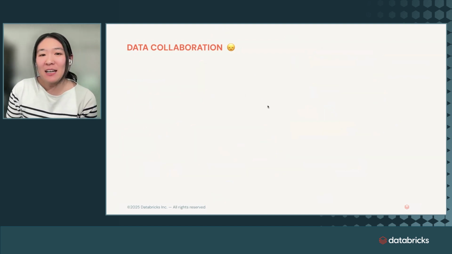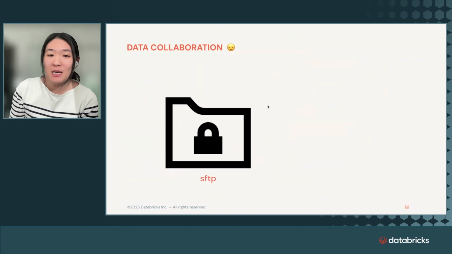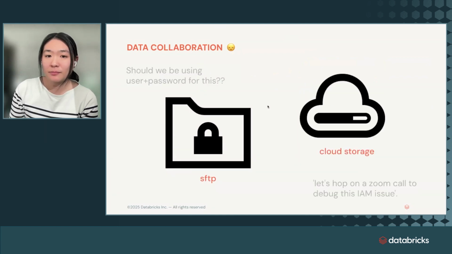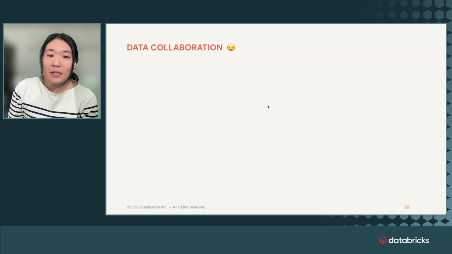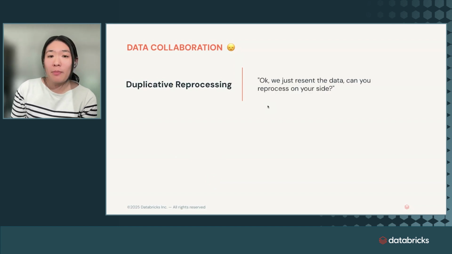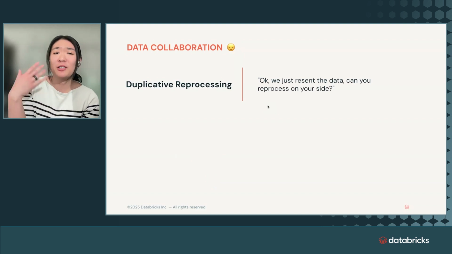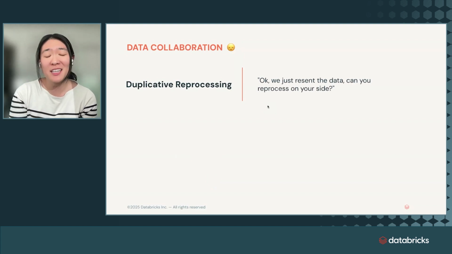So you may have been asked to send or receive flat files with traditional methods such as SFTP or cloud storage. There may have been duplicative reprocessing, such as when a data provider restates a portion of the data and the recipient also needs to re-ingest and reprocess the exact same thing.